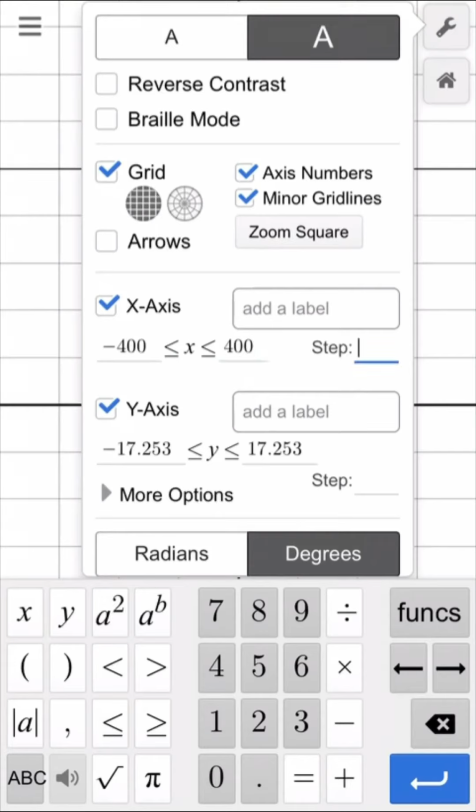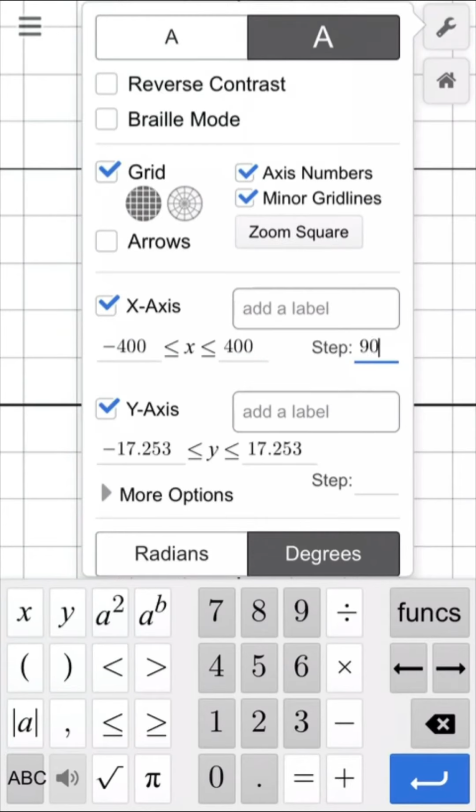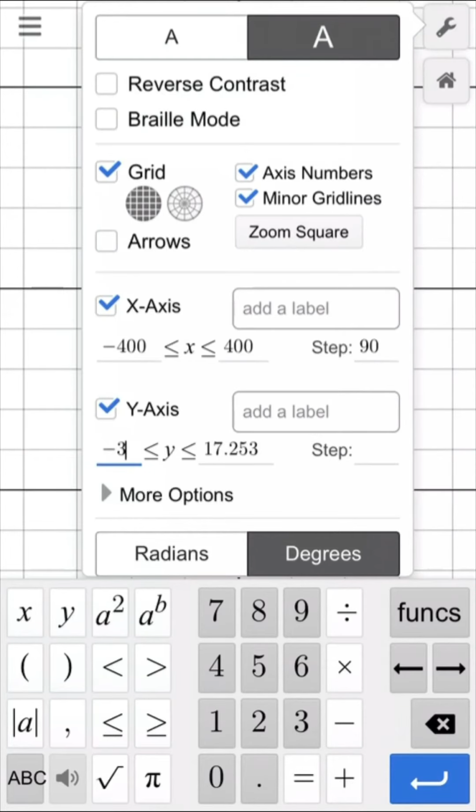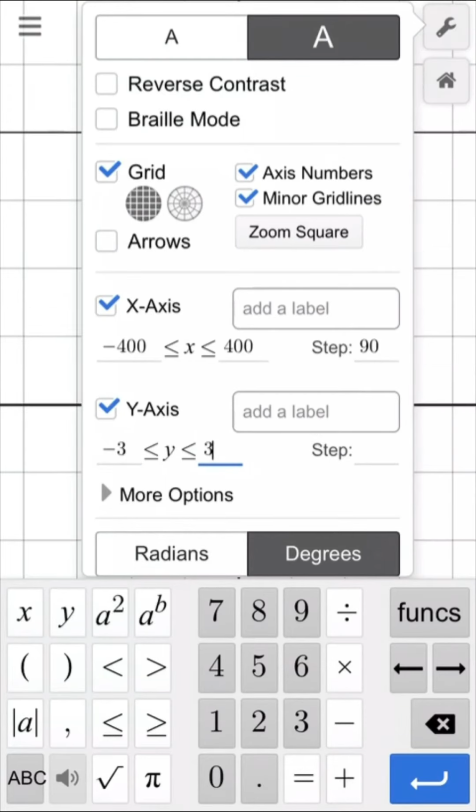in x-axis we write down from negative 400 to positive 400 in steps of 90, because multiples of 90 specify the cut points of the quadrants. And on y-axis we write down smaller values like negative 3 to positive 3 in steps of 1. We write down smaller values on y-axis because it will show us a proper graph.